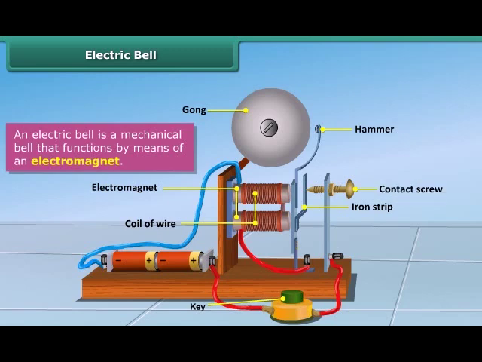There is a contact screw near the iron strip. When the iron strip is in contact with the screw, the current flows through the coil, turning it into an electromagnet. It then pulls the iron strip. In the process, the hammer at the end of the strip strikes the gong of the bell to produce sound.